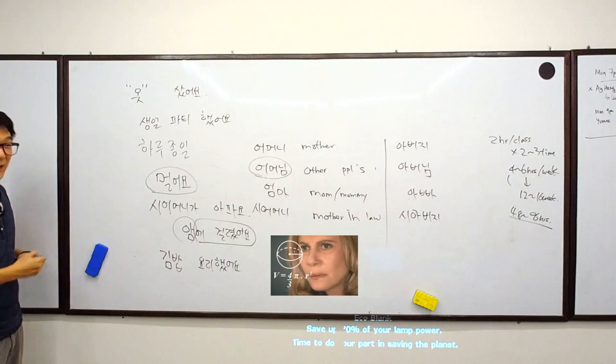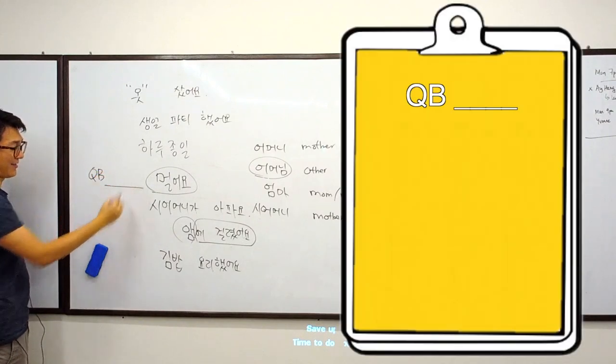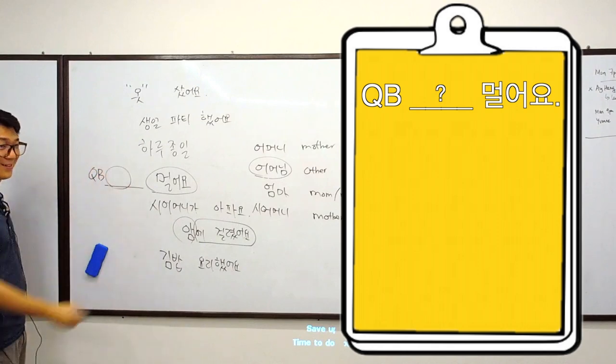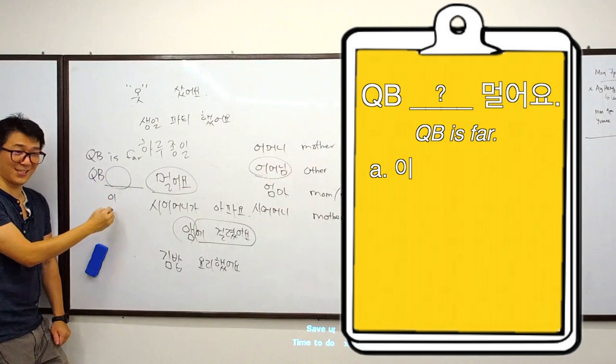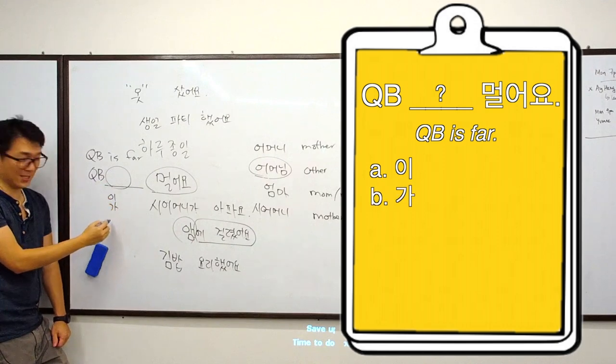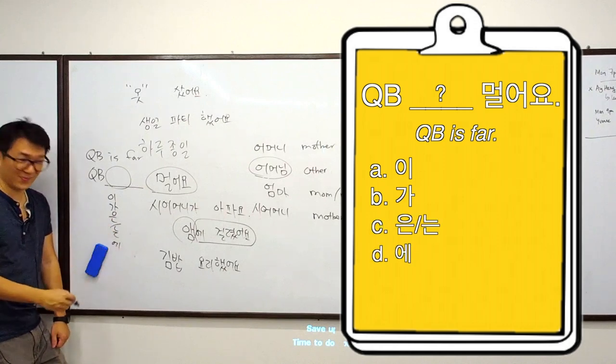Some of you may get confused. Queen spade. What's the both of them? I want to say Queen spade is far. Queen spade 에. 은, 는, 에. 에서, 에서.